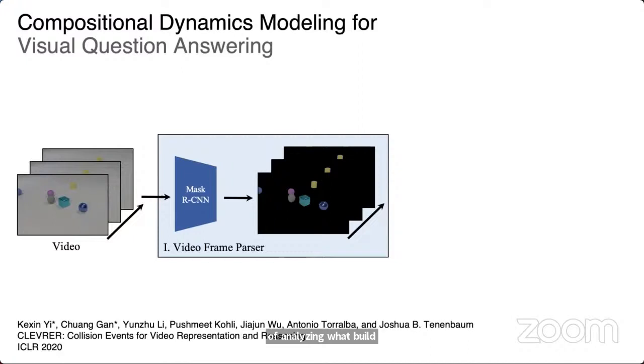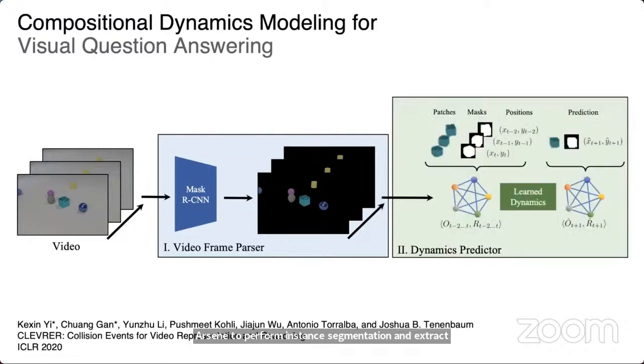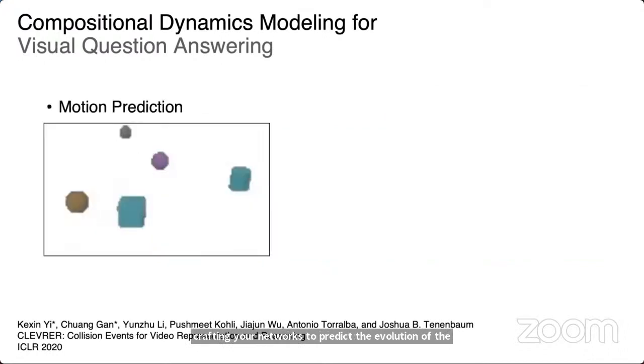We build a pipeline that first uses Mask R-CNN to perform instance segmentation and extract image patches from the input video. The extracted object-centric image patches are then fed through a dynamics predictor constructed based on graph neural networks to predict the evolution of the system into the future. For a given video, we can predict the objects' motion and collision events between them.